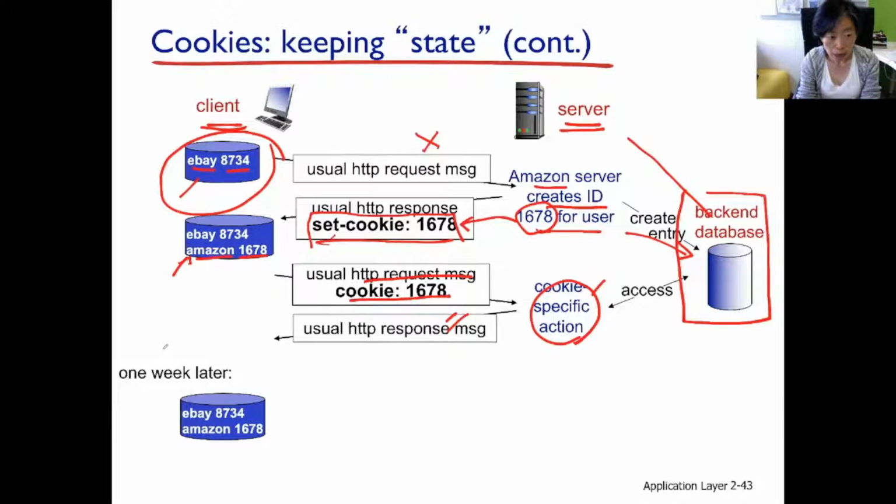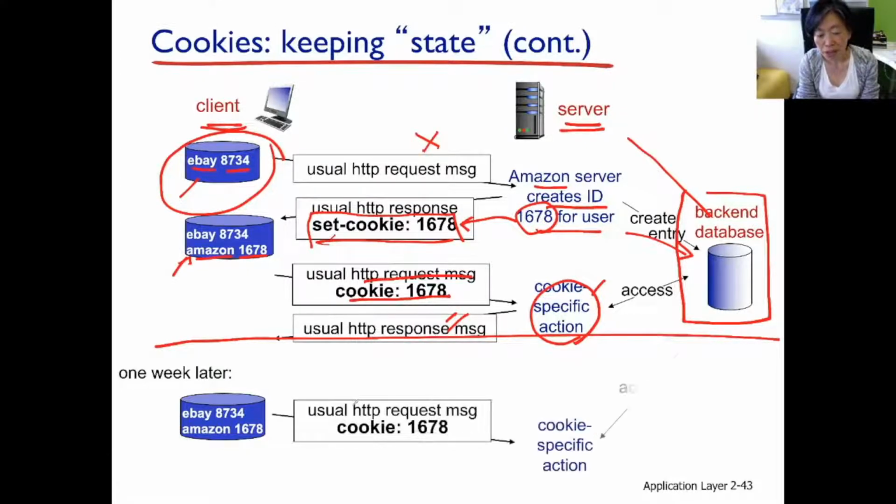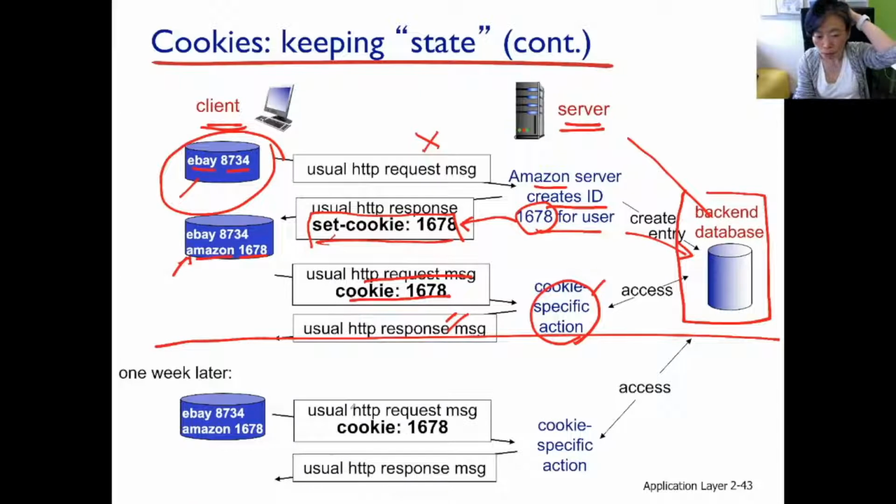So what's amazing there is 1 week later, when you come back and try to purchase something from Amazon again, the first request message you'll be sending will already be carrying the cookie entry. Once you have it set up locally on your cookie file, for all the subsequent HTTP requests, it's going to by default carry the cookies. Amazon here will know.